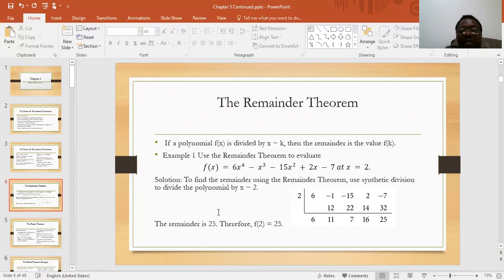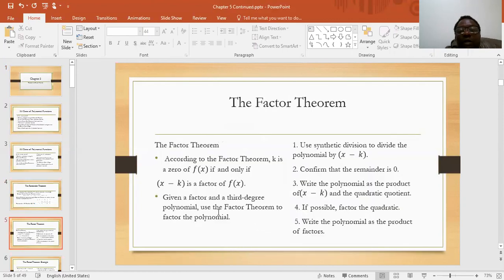So this is an easy method of finding the value of a function at a point: dividing it by the factor x minus k. Another theorem is the factor theorem. According to the factor theorem, k is a zero of f of x if and only if x minus k is a factor of f of x. That is, when you divide f of x by x minus k, you have a remainder of 0. So synthetic division is used to divide the polynomial by x minus k and confirm that the remainder is 0. That tells us that x minus k is actually a factor.